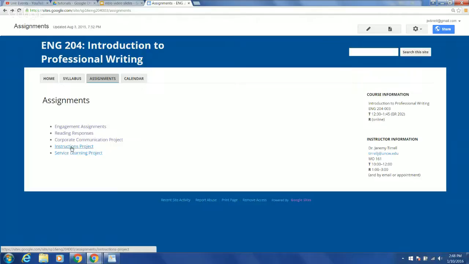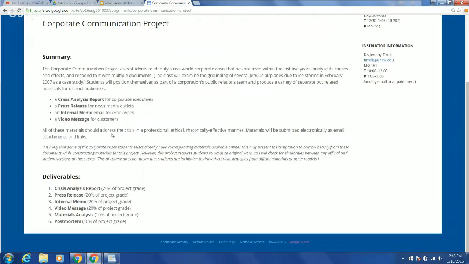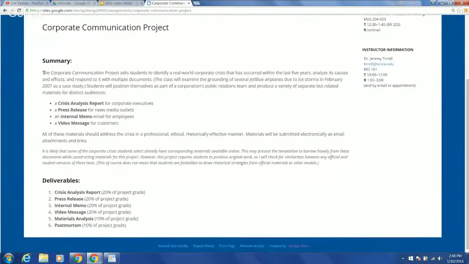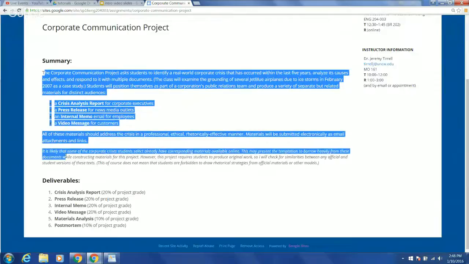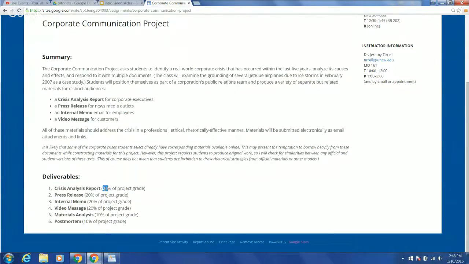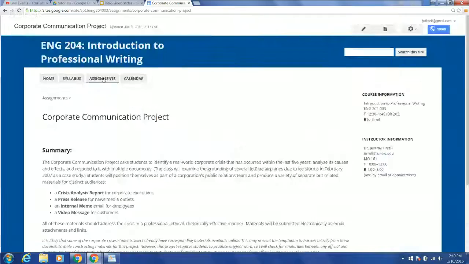Then the three main projects, they're all linked here so you can take a look. We'll be doing these sequentially throughout the semester. The corporate communication project is the first one we'll do. And this just shows us what these breakdowns look like. You get a summary of overall what we're doing, what you get out of it, that kind of thing. And then a section of deliverables, or actually what you're going to be submitting. These will be linked once they come due. They're also linked on the calendar, so they're easy to get to. And they also provide the breakdown of each element's grade weight for this particular project. So that's how the assignments work.